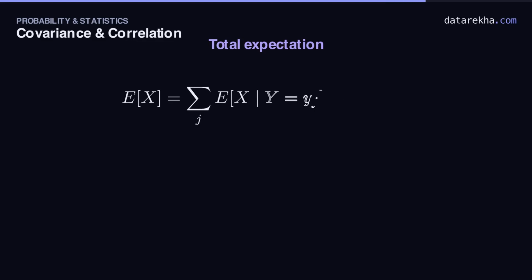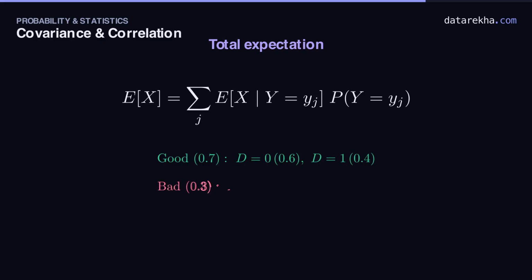One closely related tool worth meeting: the law of total expectation. When a quantity depends on some condition, average it inside each group first, then take a probability-weighted average of those group means. Picture a machine. On a good day, probability 0.7, it makes 0 defects with chance 0.6 or 1 defect with chance 0.4. On a bad day, probability 0.3, it makes 1 or 2 defects, each with chance 1/2.